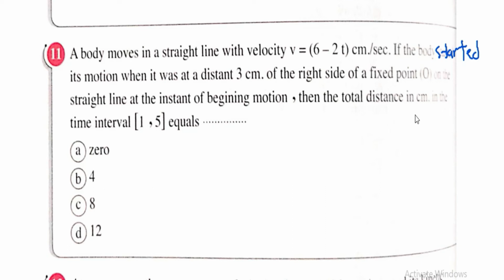The velocity is a function from the first degree, so we can represent it by a straight line. This is t. When t equals 0, the velocity equals 6. So the first point on the straight line: when t equals 0, v equals 6. When v equals 0, 2t equals 6, t equals 3. So this is another point.